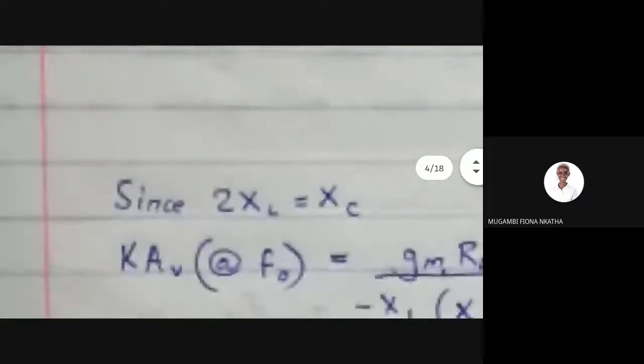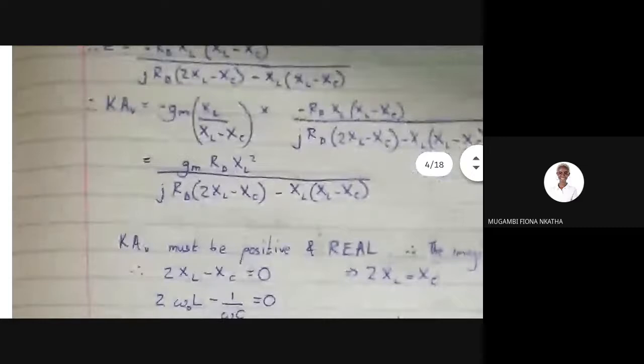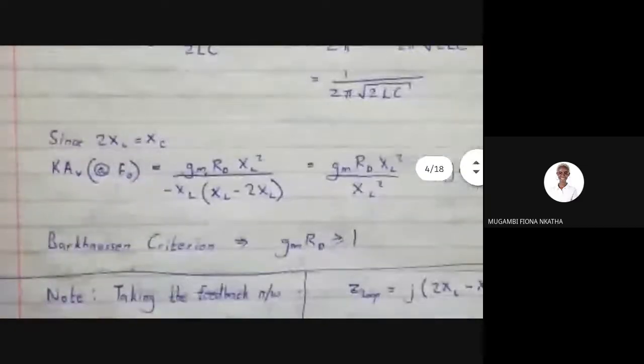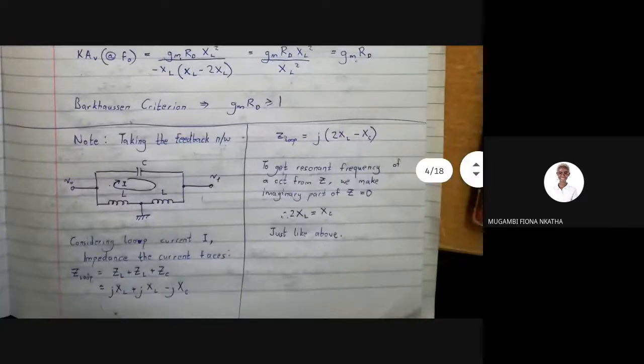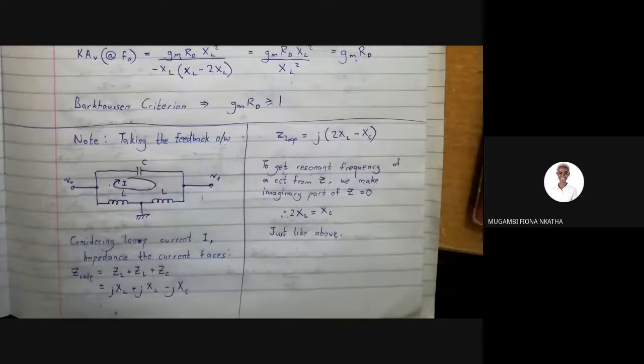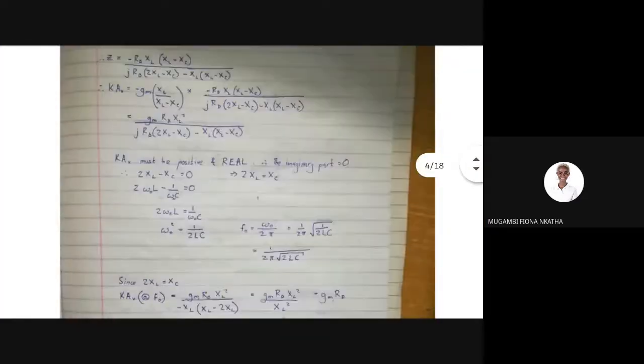If you look at that, it'll end up giving you the same condition that you had calculated above. It's this one: 2XL is equal to XC. It gives you the same equation. So this will help explain why the crystal oscillator equations look the way they look. So that's the answer for part B and part C, I think.